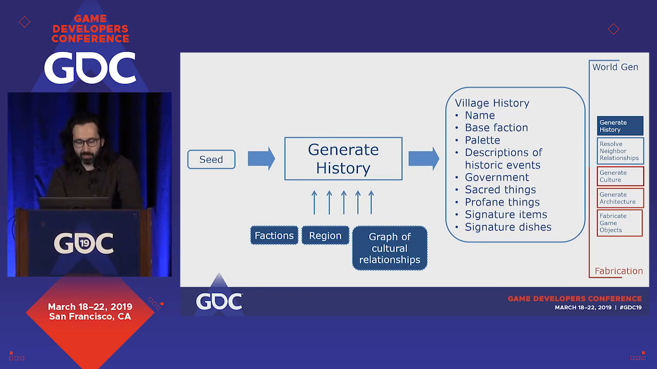At the bottom here, we have what we call our design inputs. These are static, pre-baked inputs that come in during the design phase. Things like factions: we have a bunch of factions in Caves of Qud. They're all static and handwritten. We add them at compile time, and they're the same from game to game. We have the map of regions that can exist in every game, and this graph of cultural relationships. These are all the design-time inputs.